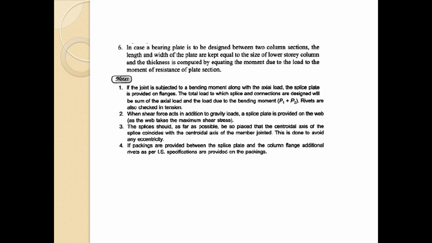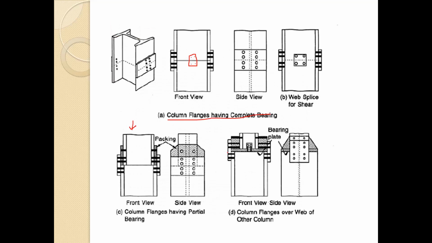When shear force acts in addition to gravity load, the splice plate is provided on the web, as the web takes the maximum shear stress. Then the splice should, as far as possible, be so placed that the central axis of the splice coincides with the central axis of the member joined. This is done to avoid any eccentricity. Likewise, like in this case, the CG of both sections coincides. Even in this case also.